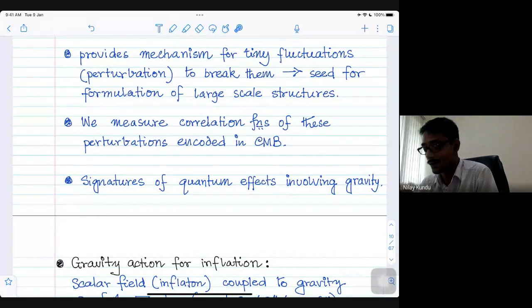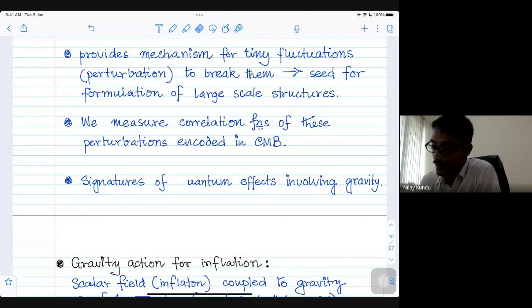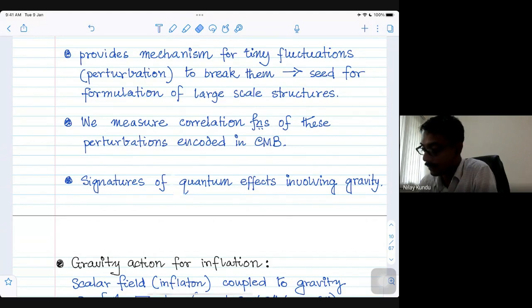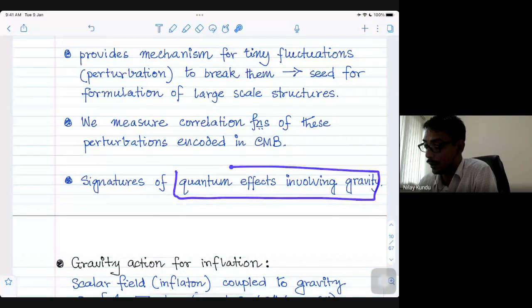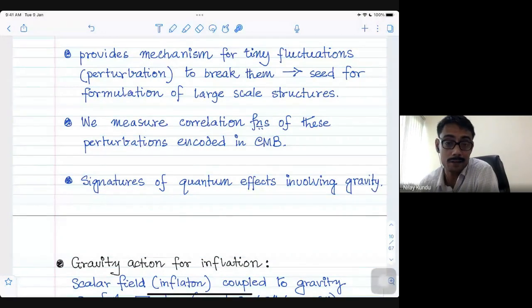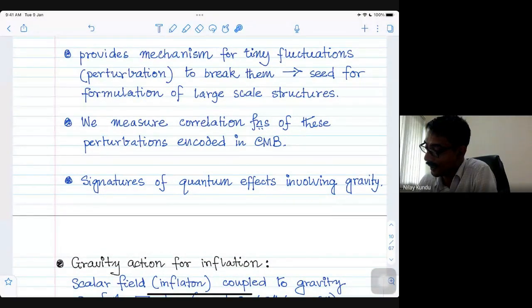space-time was getting stretched very, very violently. So it was definitely a quantum process involving gravity. So all we are learning here has quantum effects involving gravity.